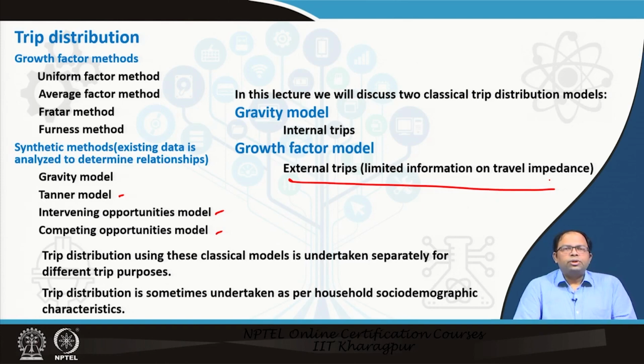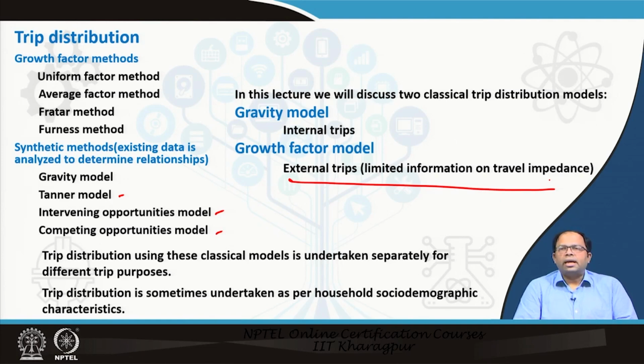So, trip distribution using both these classical models, the gravity model as well as the growth factor model, is undertaken separately for different trip purposes. We will do trip distribution for walk trips, for business trips, and for school trips. Each one is separate, because as you can understand, each of these purposes is based on the land use. They are at different parts of the city. So, if we use the same way to distribute trips, then they may give us very erroneous results.